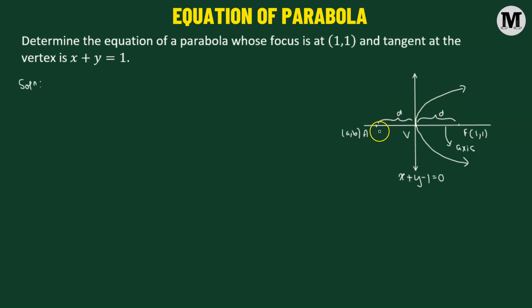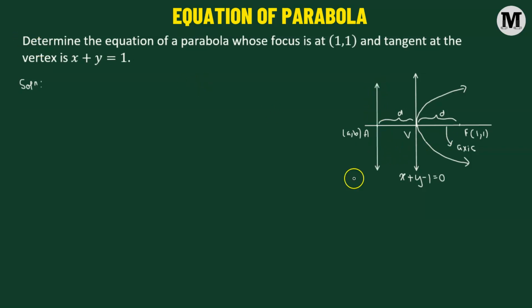Now through this point A, we're going to pass a line which is perpendicular to the axis of the parabola. So here we have the directrix. Now the directrix is parallel to the tangent at the vertex. How do we determine the equation of the directrix? To determine it, we need the slope of the directrix, and we also need the coordinates of the point A through which the directrix passes. Okay, so let's go step by step.